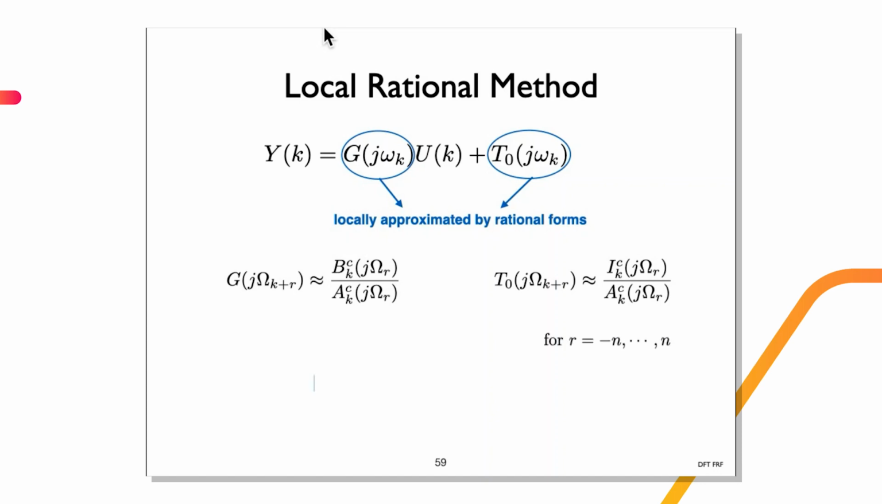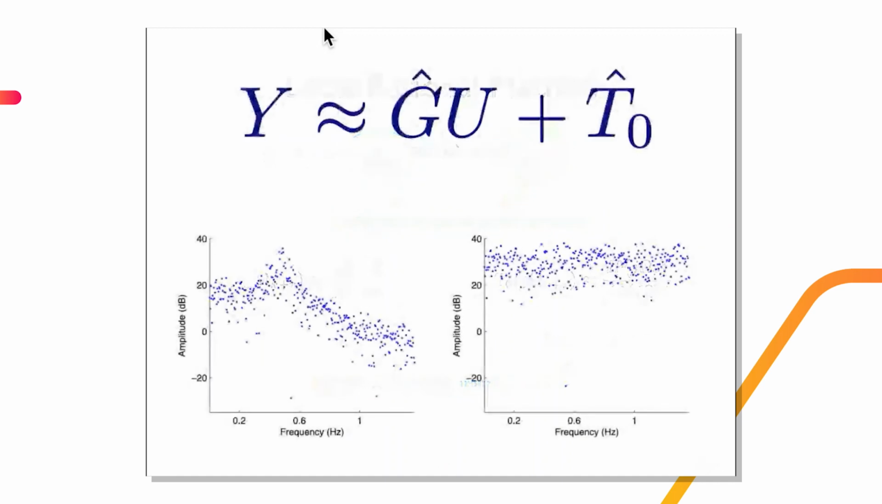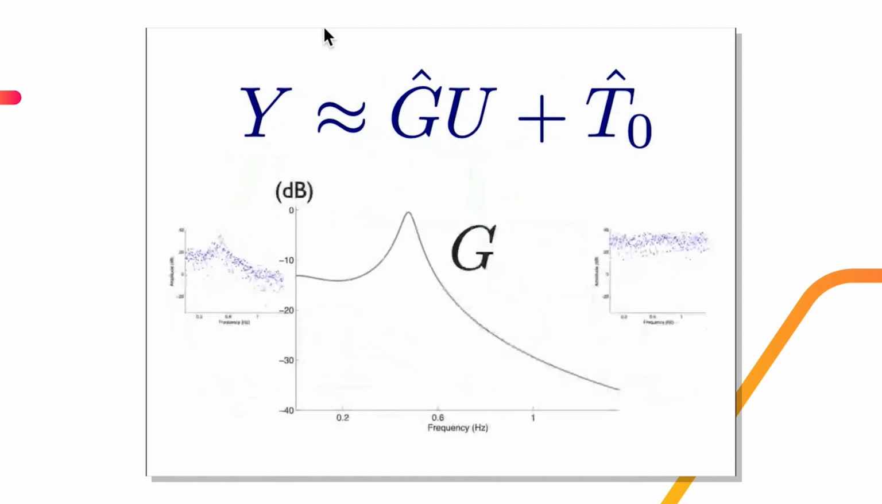And we express that in a local frequency band around k, and we estimate these rational forms. These rational forms will be of fairly low order, because this estimation is done in a local, very small frequency band. Let me illustrate that. So we have here measured output spectra and input spectra, left and right. We'll just say for now that we have a transfer function g, which is not known, but I just show it here to make it clear.